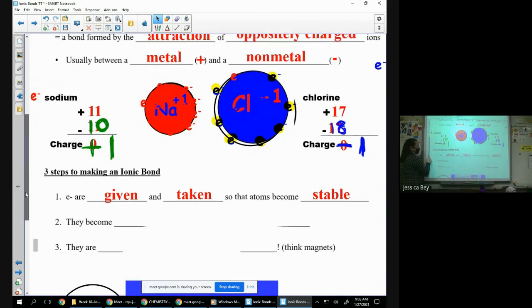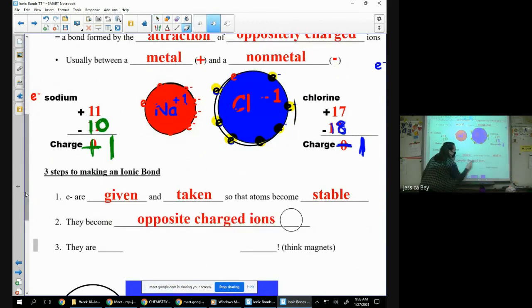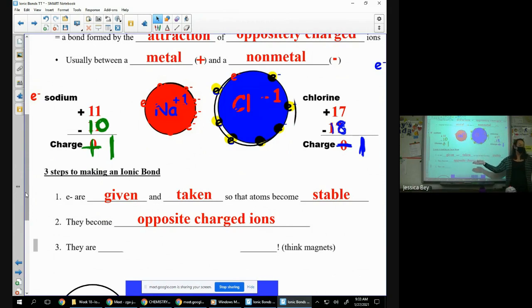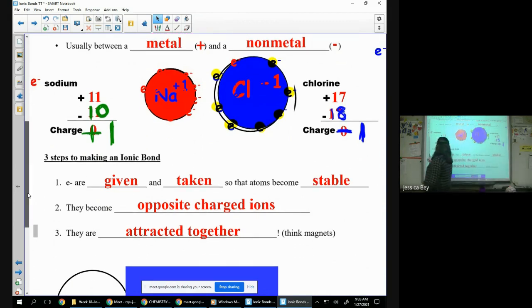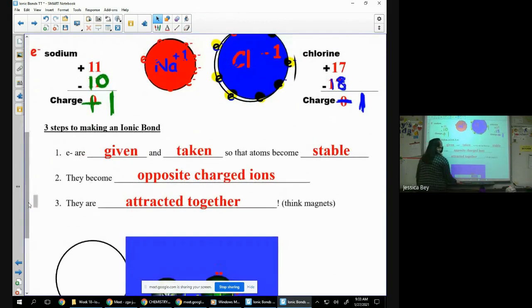So the second step is that they become charged, oppositely charged ions. So when you give, you become positive. When you gain, you become negative. And now, you guys know the saying, opposites do what? Attract or repel? Opposites attract. So as soon as they have oppositely charged ions, they are now like magnets. They are stuck together. They are attracted to each other. And what that attraction is called is it's called an ionic bond.